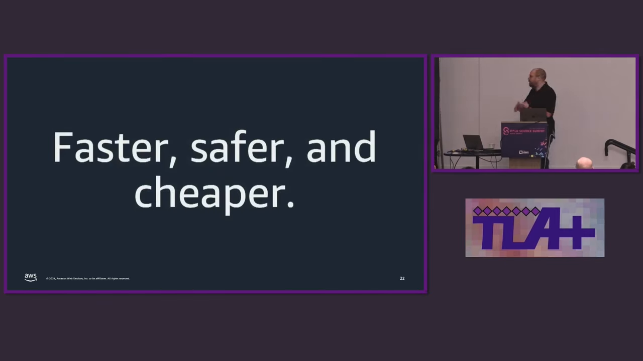Not only was TLA Plus able to make us build systems that were faster and to build systems faster, and I'll talk about that a little bit more later. We can build systems that are safer by finding those violations of the safety properties earlier, before they get into production. And we can build systems that are cheaper, faster, more efficient, and easier to run, and all of these other good things. This is just starting to feel like good engineering practice, right?